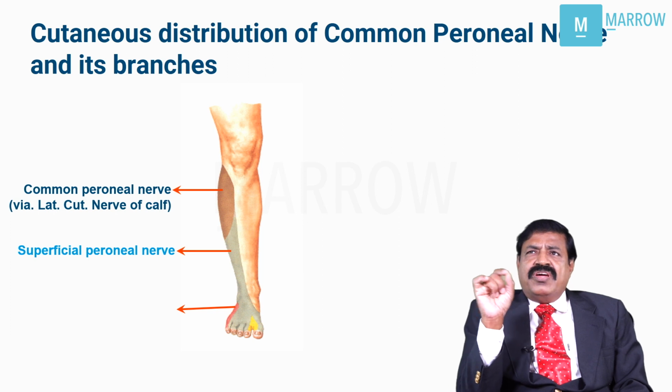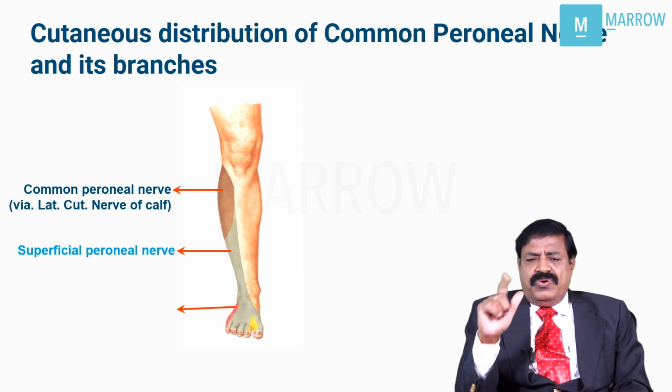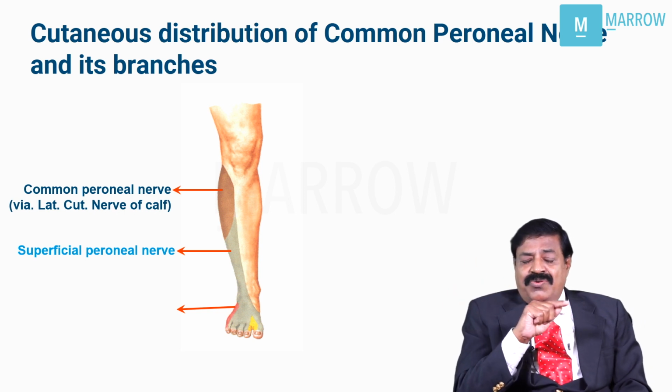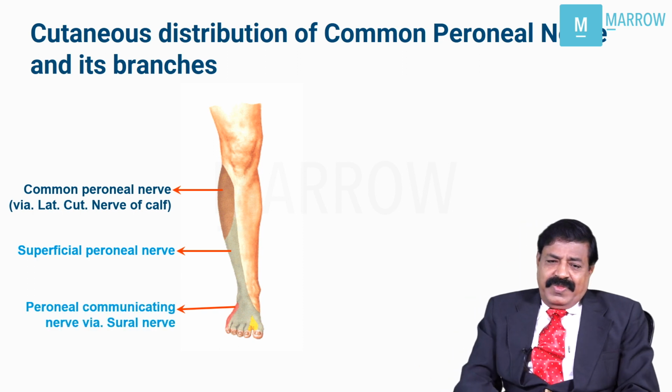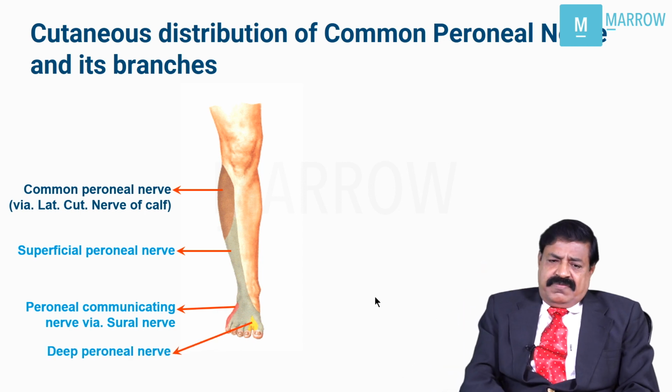This peroneal communicating nerve joins the sural nerve, which is a branch of the tibial, which I will show you later. Through the sural nerve, the peroneal communicating nerve innervates the lateral border of the foot. The skin over the first interdigital cleft is innervated by deep peroneal nerve.